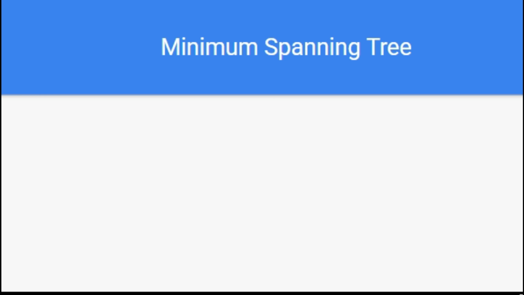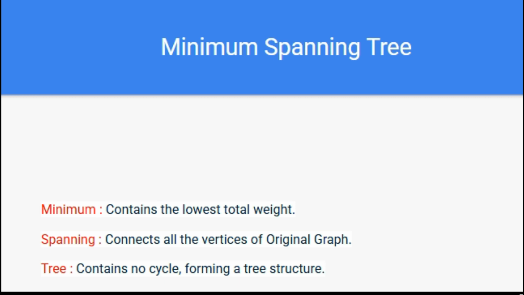First of all, try to understand these three terms. An algorithm name consists of these three words. So let's try and understand what these three terms mean. Firstly, we are dealing with the word minimum. Minimum means a tree that is going to contain the lowest total weight.